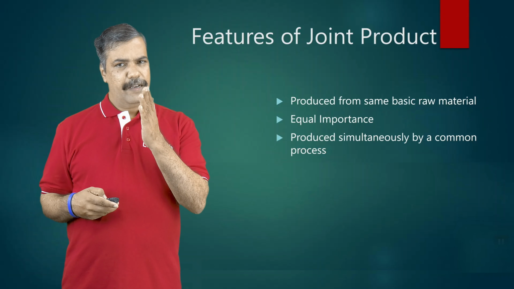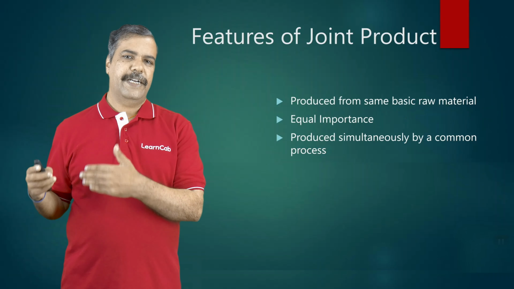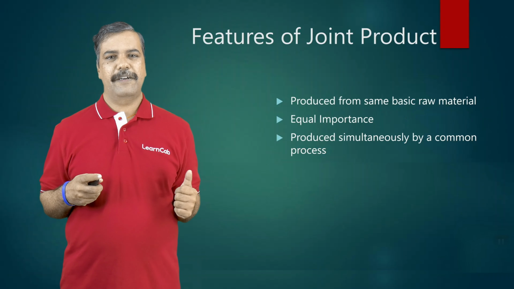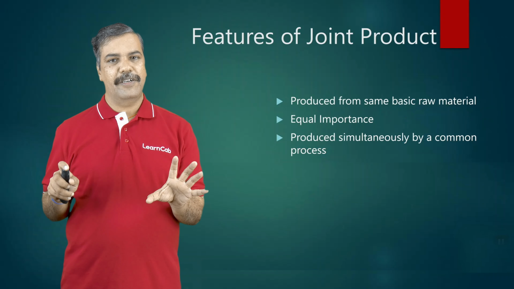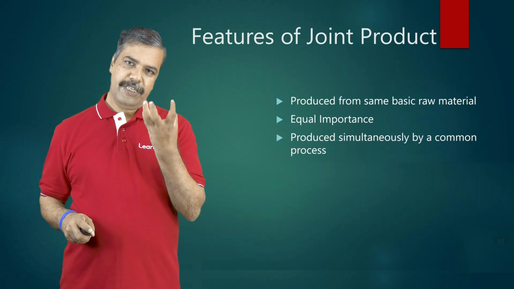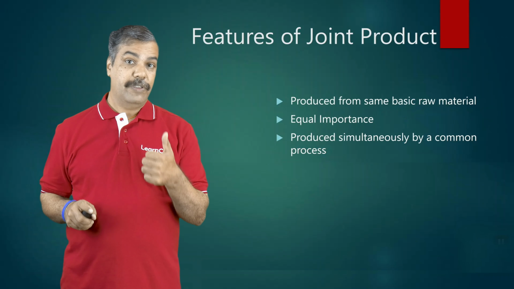We are not concerned about what happens after. What happens before separation is very important in joint product costing, because that is where joint cost emerges. How to apportion that joint cost? What are the methods of apportionment? That is very important for us, because it's a common cost which needs to be segregated, giving importance to the product.